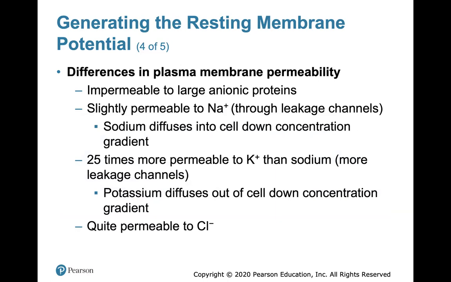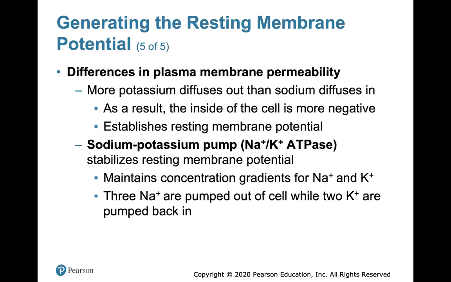The plasma membrane is also very permeable to chloride ions. So more potassium ions will diffuse out than sodium diffuses in. So as a result, the inside of the cell becomes more negative, and this is what establishes that negative 70 millivolts resting membrane potential. And the sodium potassium pump stabilizes that resting membrane potential by maintaining the concentration gradients for sodium and potassium. And what that sodium potassium pump does is it pumps 3 sodium out of the cell while 2 potassium are pumped back in.